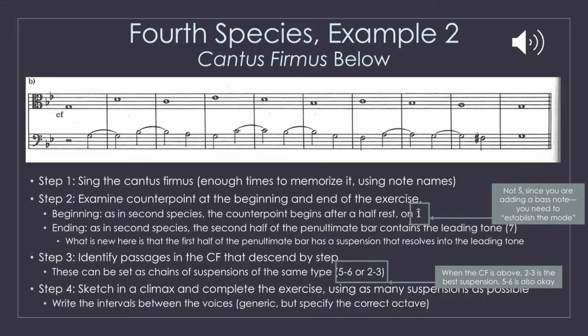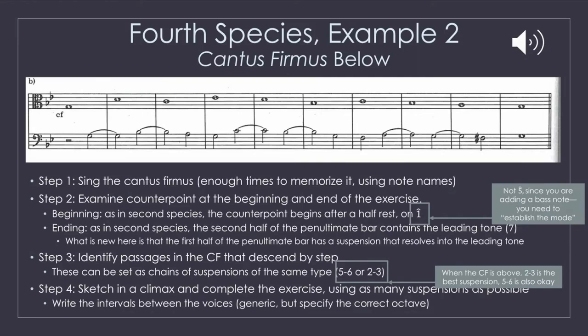So we can scan the cantus firmus. So possibility there in bars 2 and 3. In bars 4 and 5, possibility of having the same kind of suspension. And again at the end, we can have a chain of suspensions. So let's just see what the composers did for this.